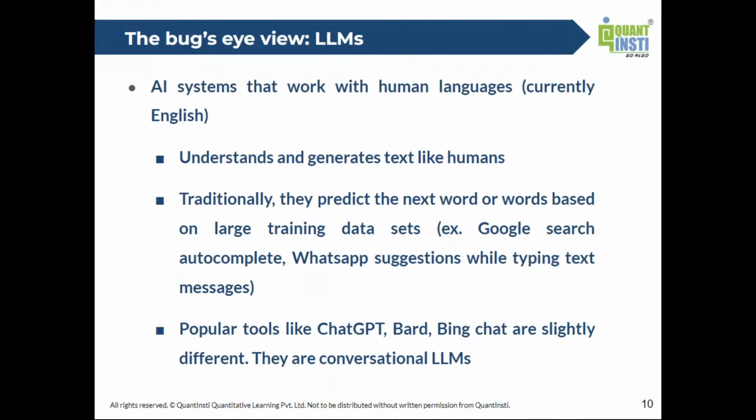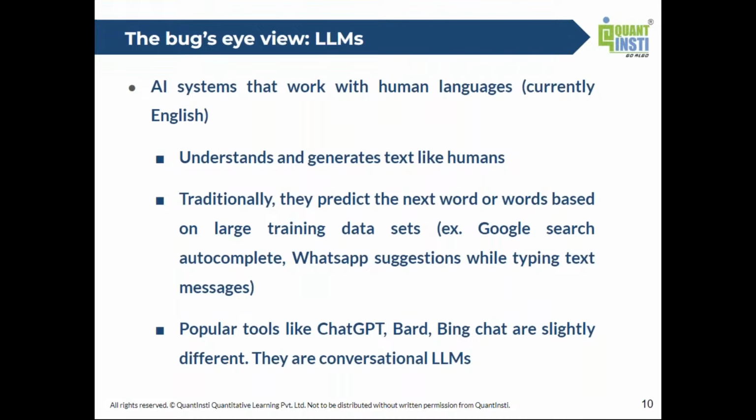So you can ask or interface with these models by asking your questions in English, in spoken English, and the response you get also would be in spoken English, right? So traditionally, the way such systems used to work was they were made to predict the next word or the next set of words, right? And this used to happen because they were trained on large training data sets.